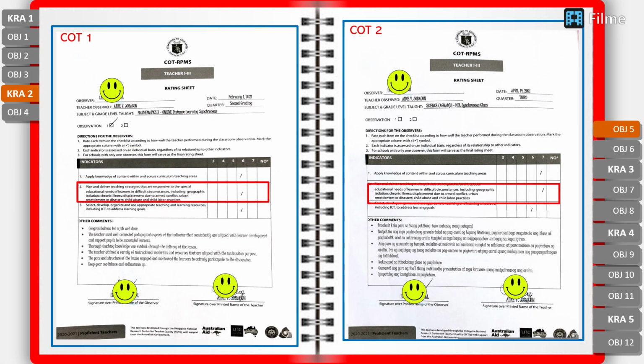Same lang po sa Objective 1, ang pag-compute ng rating sa quality. Gagamit ulit tayo ng 5-point rating scale. Sa COT1 po ay 6, ang equivalent nun sa 5-point rating scale ay 4. Sa COT2 ay 7, ang equivalent ay 5. 4 plus 5 is 9 divided by 2, the answer is 4.5. Ang 4.5 ay 5 o outstanding sa transmuted RPMS rating.